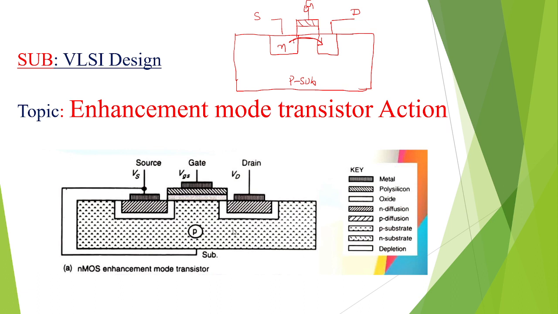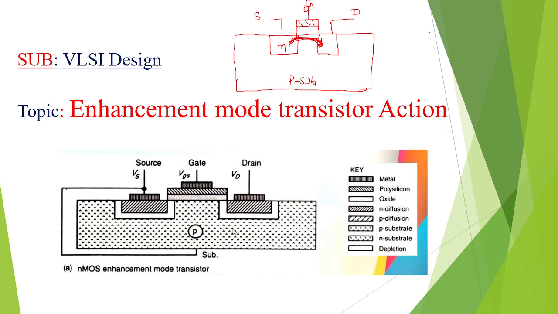There are three regions in enhancement mode transistor action. Here there is no channel from source to drain. Some extra supply is required to form the channel from source to drain. Then only it will go to the active region or saturation region. So extra supply is required for an enhancement mode transistor.